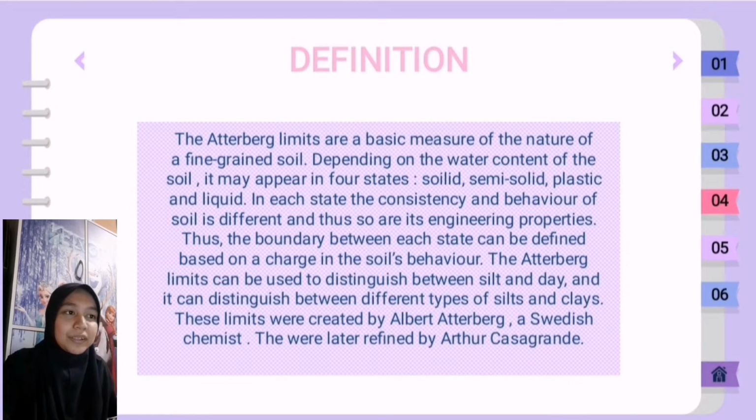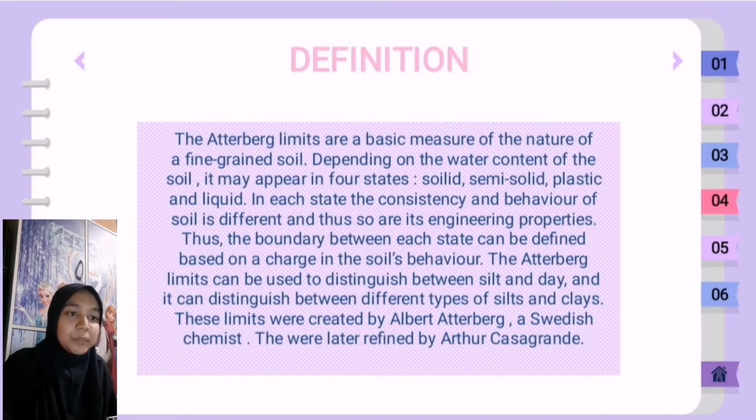The definition of Atterberg limit test. The Atterberg limits are a basic measure of the nature of fine-grained soil. Depending on the water content of the soil, it may appear in four states: solid, semi-solid, plastic, and liquid. In each state, the consistency and behavior of soil is different, and thus so are its engineering properties. Thus, the boundary between each state can be defined based on a change in the soil behavior.